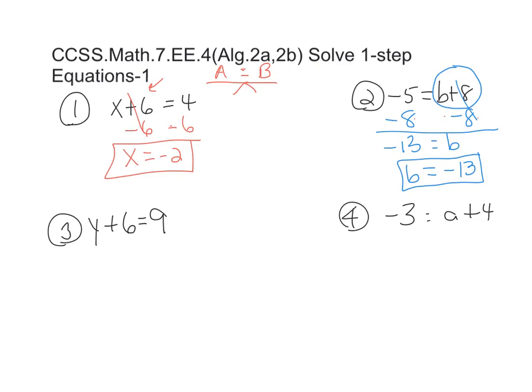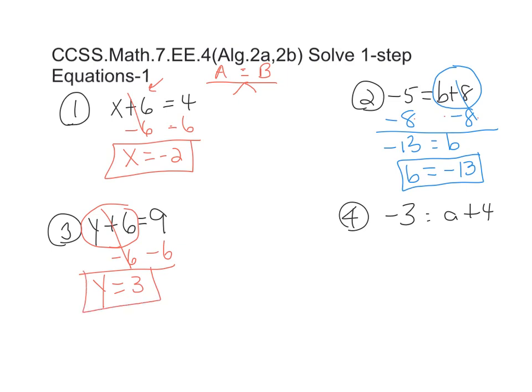And the third example would be y plus 6 equals 9. So we're starting on the y side here, and y is being added by 6, so we're going to do the opposite and subtract 6 on both sides. So we have y, we've solved for what y is. We have 9 minus 6, so y equals 3.